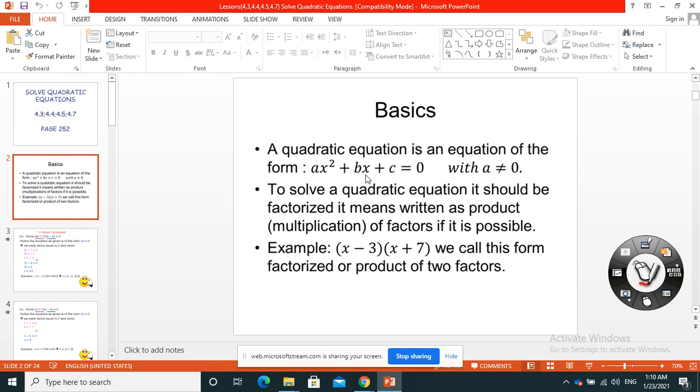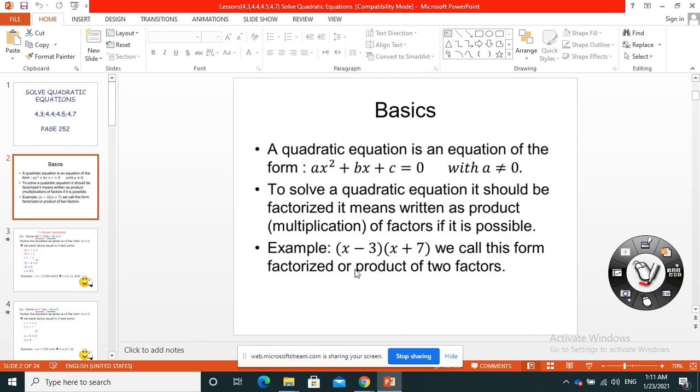What does it mean factorized? It should be written as a multiplication, or as a product of factors, if it is possible. Sometimes it's impossible to factorize and impossible to find the roots. I can see it in this form, with parentheses. You already saw this form, guys, and in the preceding chapter we called it the x-intercept form. I told you that to solve this equal to 0, I need to take each parenthesis equal to 0.